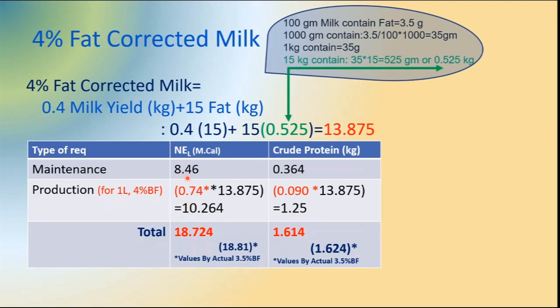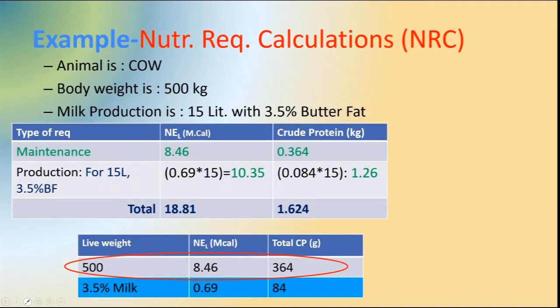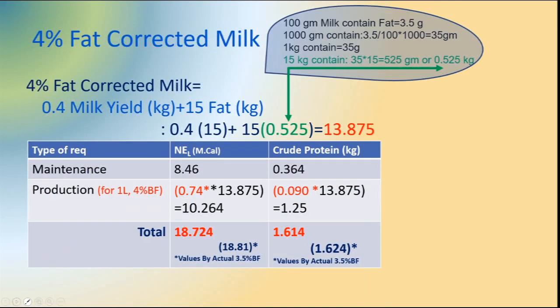So now we sum up these values. 8.46 plus 10.264, we get a value of 18.724. Now this sum is almost equal to 18.81, which we calculated in our previous table regarding the net energy for lactation requirement. In case of protein, we have 1.624 there. Here we get 1.614. So we might have a little difference, a little less or a little more value, when we convert 3.5% butterfat milk into 4% butterfat.